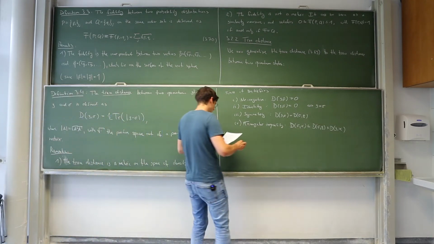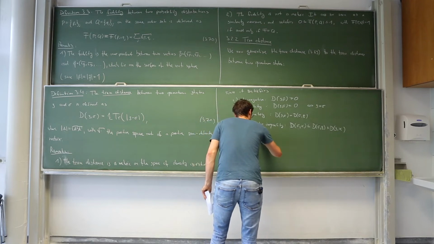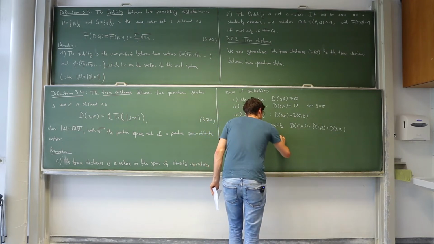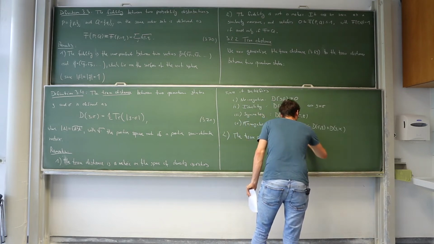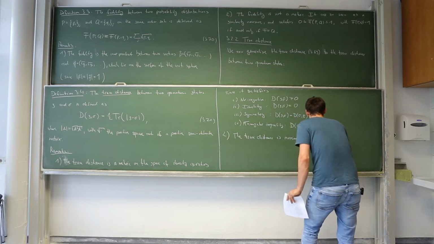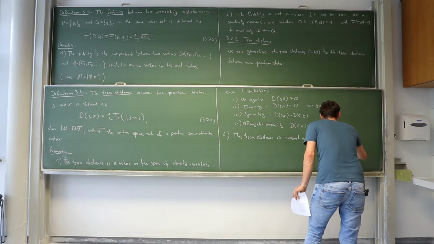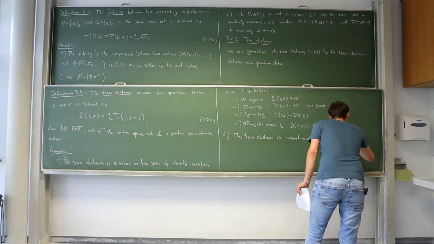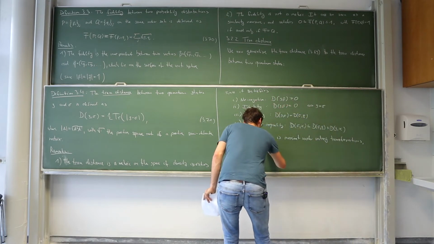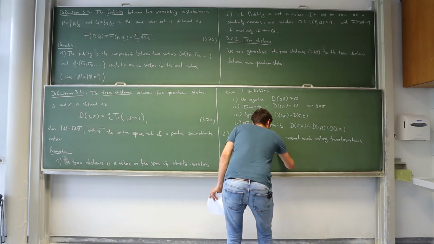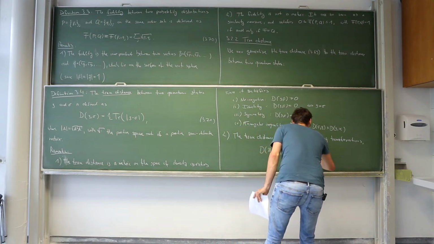So let's write this down. The trace distance is invariant under unitary transformations. So we have d of U rho U dagger, U sigma U dagger is equal to d of rho sigma.